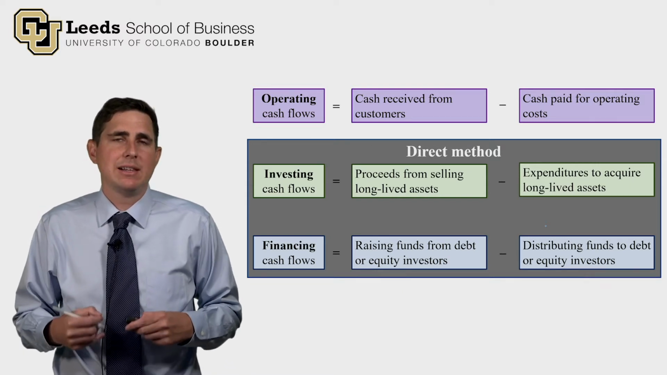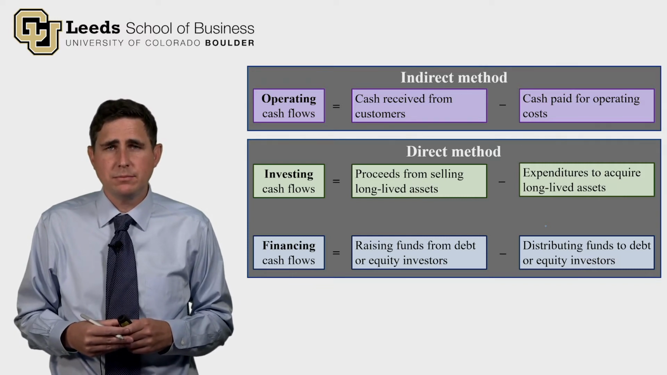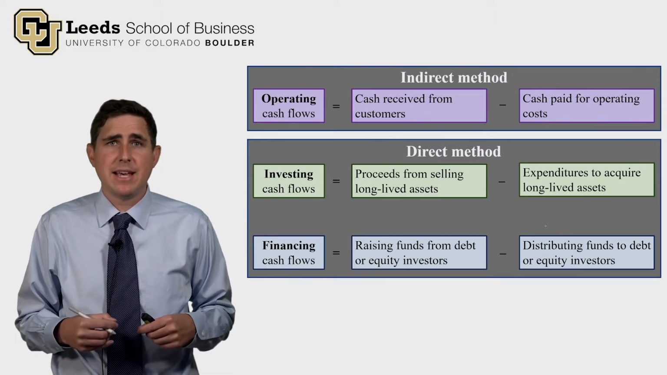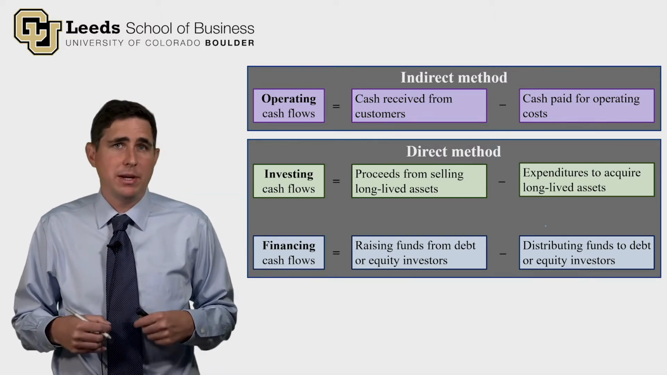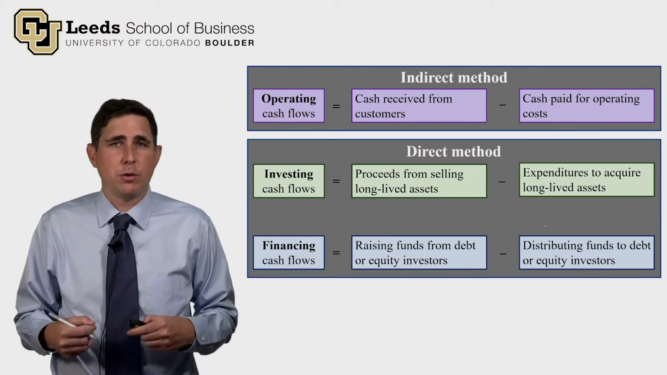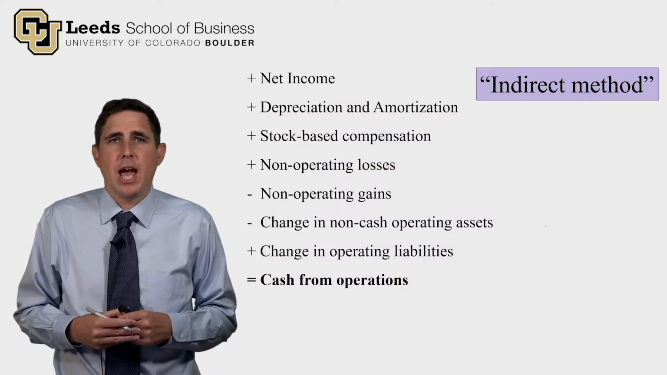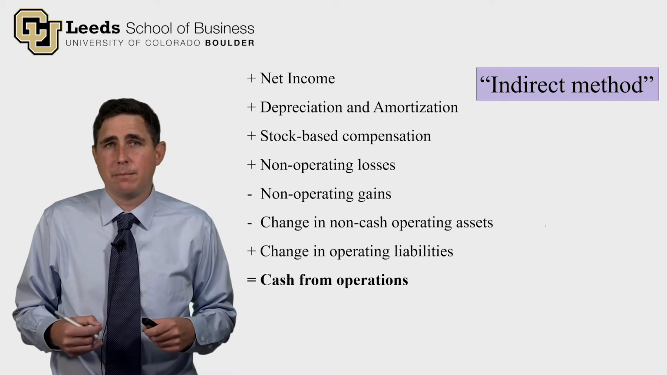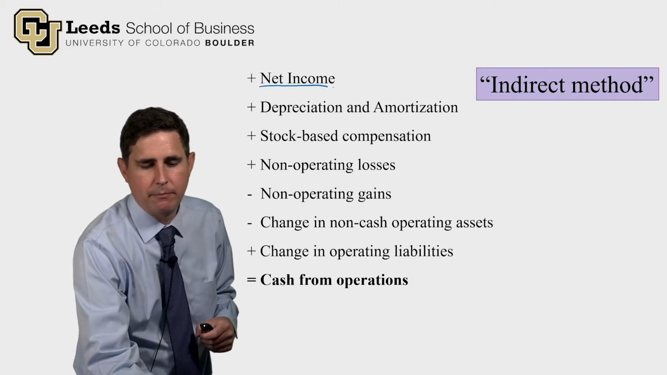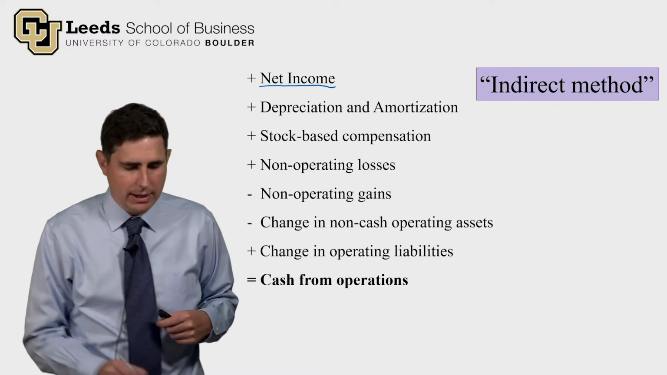Operating cash flows is slightly different because we use the indirect method to compute operating cash flows, which is to say you will not see a caption on a cash flow statement that says cash received from customers. That would be a direct method operating cash flow. We use an indirect method, which we'll go through in detail now. The indirect method for computing cash from operations is basically an algorithm. It's a formula. It starts with net income. Then we make adjustments to net income to arrive at cash from operations.